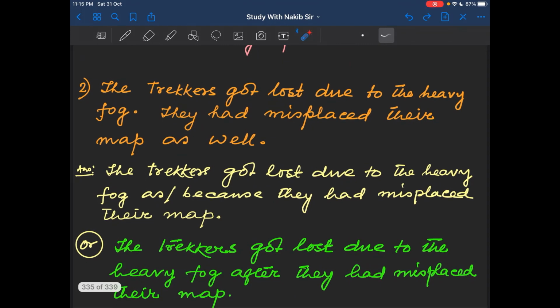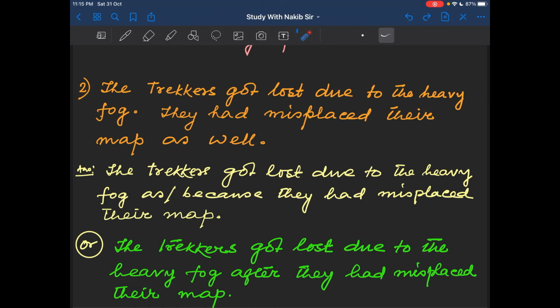See the relation. The trekkers got lost, the first sentence, is the result, and the second sentence, they had misplaced their map as well, is the cause. So the relation is cause effect. And the mechanical part is that you can use as or because, or you can use after or before to turn them into a sentence of the past perfect tense, or you can use simply a participle to turn them into a simple sentence.